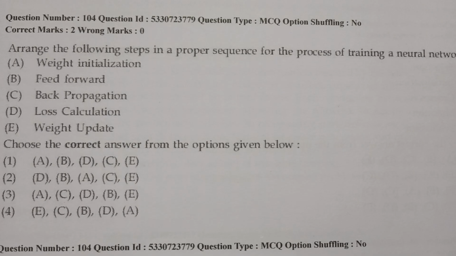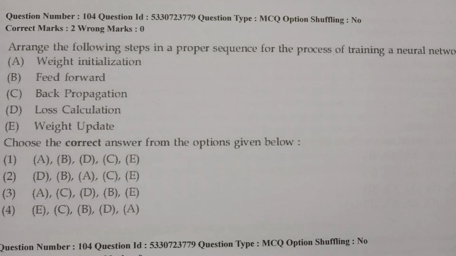Today we'll see artificial intelligence. Question number 104. Arrange the following steps in a proper sequence for the process of training a neural network. The given steps are weight initialization, feed forward, back propagation, loss calculation and weight update.